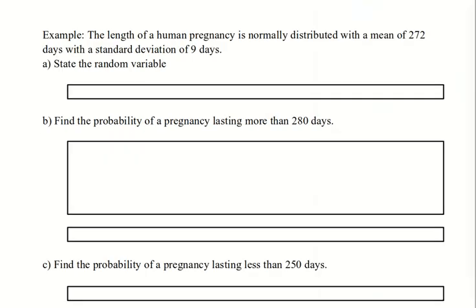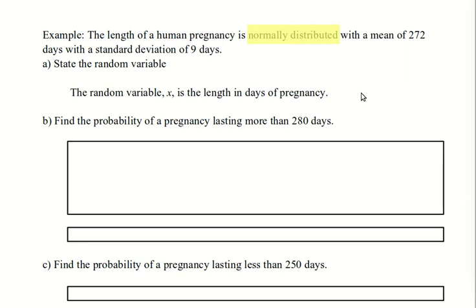Okay, let's look at an example. The length of a human pregnancy is normally distributed. So we're told that we have a normal distribution. The mean is 272 days and the standard deviation is 9 days. Because we're talking about the random variable being other than a mean of 0 and a standard deviation of 1, these are x values. So what is the random variable? The random variable is the length in days of the pregnancy.